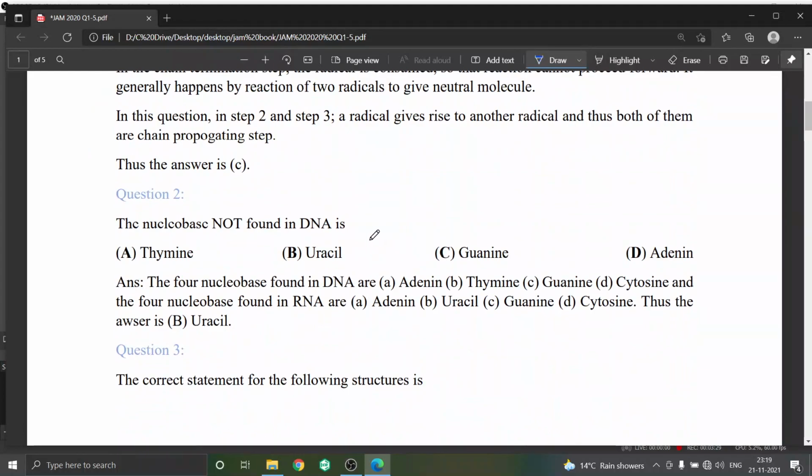The next question is, the nucleobase not found in DNA is. So we have to know that in DNA we have A, T, G, C: adenine, thymine, guanine and cytosine. Whereas in RNA we have adenine, but instead of thymine we have uracil. Just this is the difference between DNA and RNA. So you have adenine, uracil, guanine and cytosine. So the answer is B, that is uracil, right?